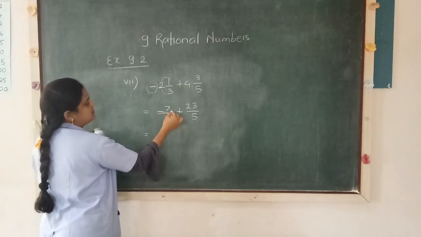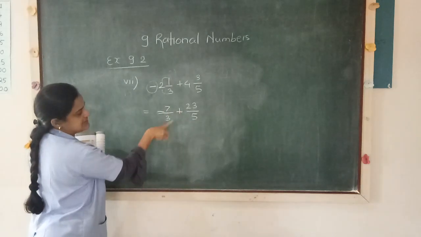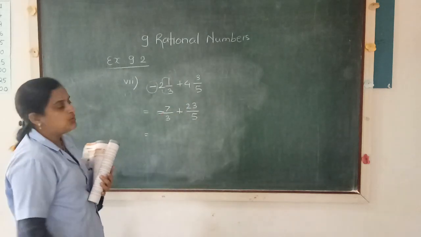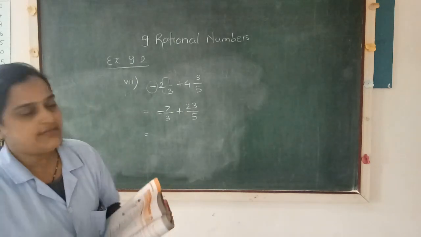Now again here the denominators are not equal. By cross multiplication, multiply this by this and this by this, as I explained just now. You complete this sum. Okay, the basic step I have explained.